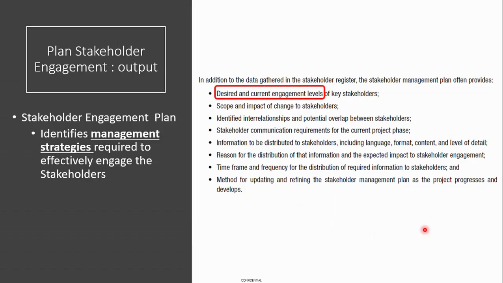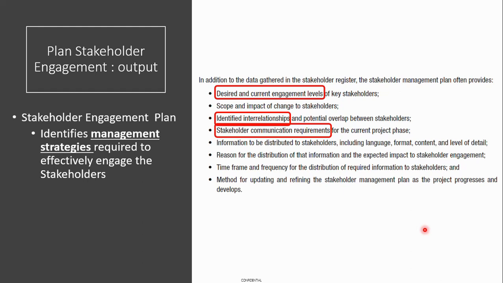So once this analysis is done, this matrix is done, it will definitely be very simple for you, as a project manager, to understand the desired level and the current level of engagement, and identify the interrelationships and the communication requirements. So now you know how to communicate with this fellow.